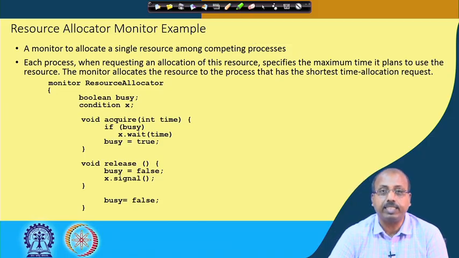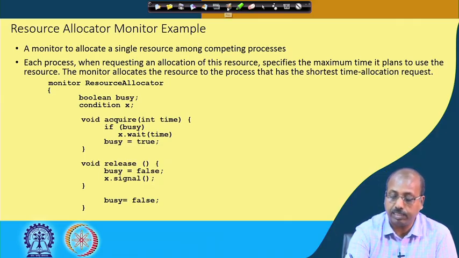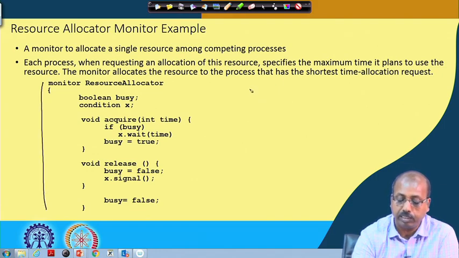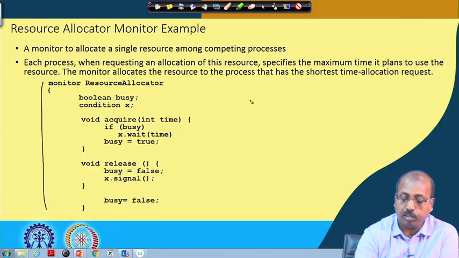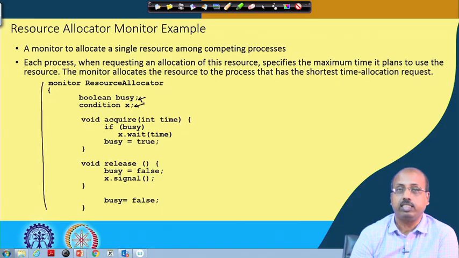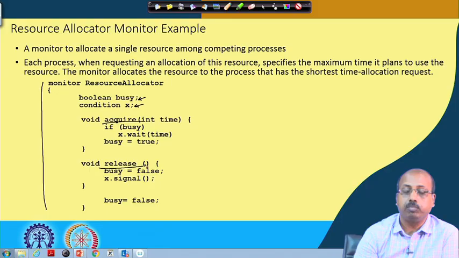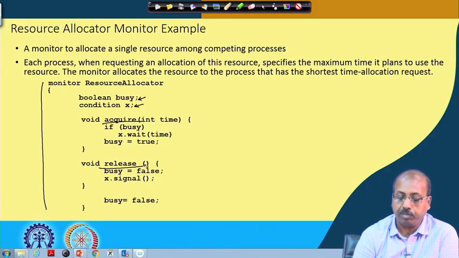Next, we can have a resource allocator based monitor, a monitor to allocate a single resource among competing processes. This is a situation where we have a monitor that is used to allocate some resource, and this is the way it is implemented. We have a monitor resource allocator, and in this we have a boolean variable bz and a condition variable x. They are internal to the monitor and are not visible from outside. Acquire and release are two functions that are available from outside the monitor. We can have a look at this.